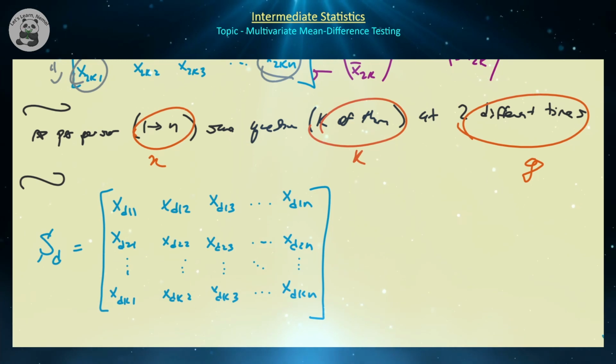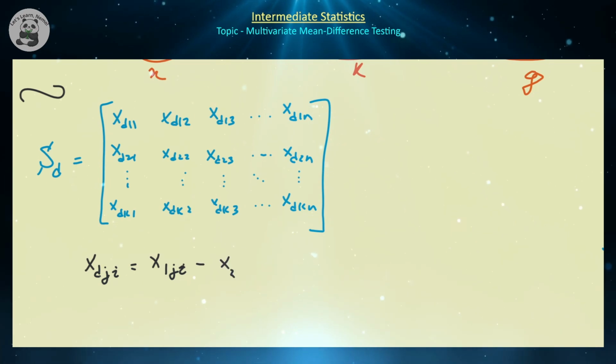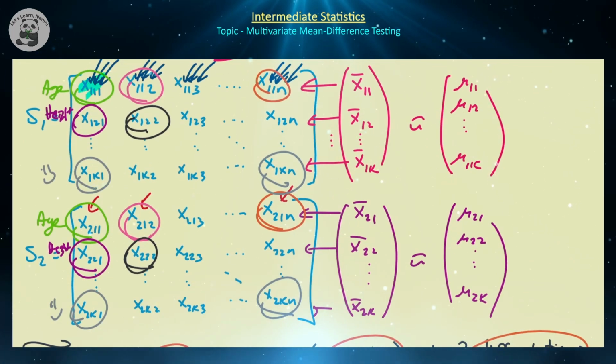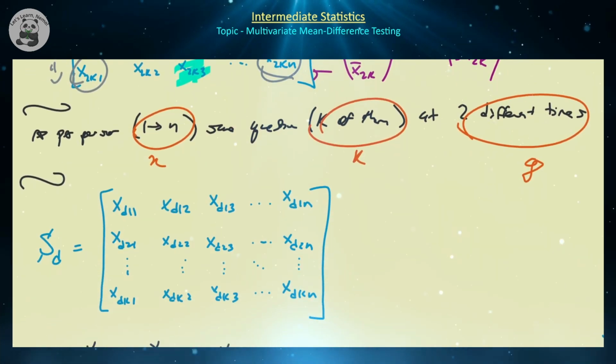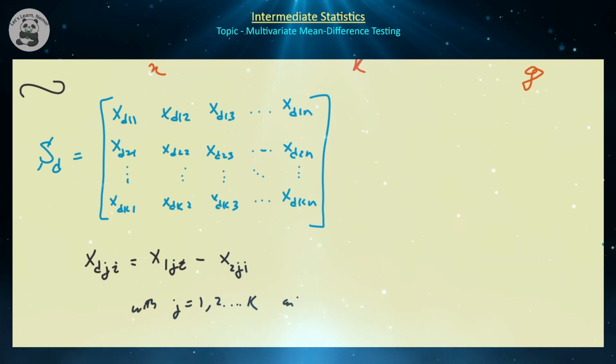So let's quickly define what each of those elements represent and how to calculate them. XDji will be equal to X1ji minus X2ji. If we go back up to our matrix, we're going to be taking this element minus that element, this element minus that element, and this element minus that element, in that order. And you should be doing it in the same exact direction for all. You could either do sample 1 minus sample 2 or sample 2 minus sample 1. It's really up to you, just stay consistent. This is with j equal to 1, 2 down to k, the number of features, and i equal to 1, 2 down to n for each individual sample.